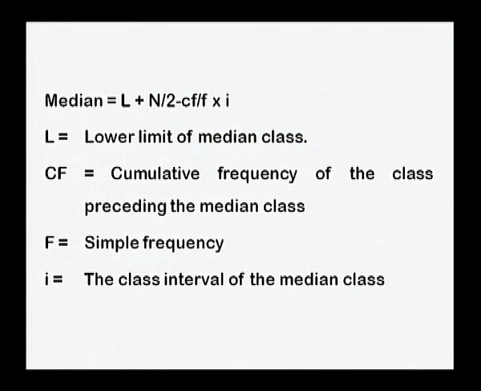Now, median is equal to L plus (n divided by 2 minus cumulative frequency) divided by frequency, say f, and is multiplied by i. Now, in this formula, L refers to lower limit of median class, or we can say L refers to the lowest value of the class interval in which median lies. Second, the CF refers to cumulative frequency of the class preceding the median class. It means we do not consider the cumulative frequency of the class interval in which median lies, but we have to consider the cumulative frequency that is just preceding the class in which the median lies.